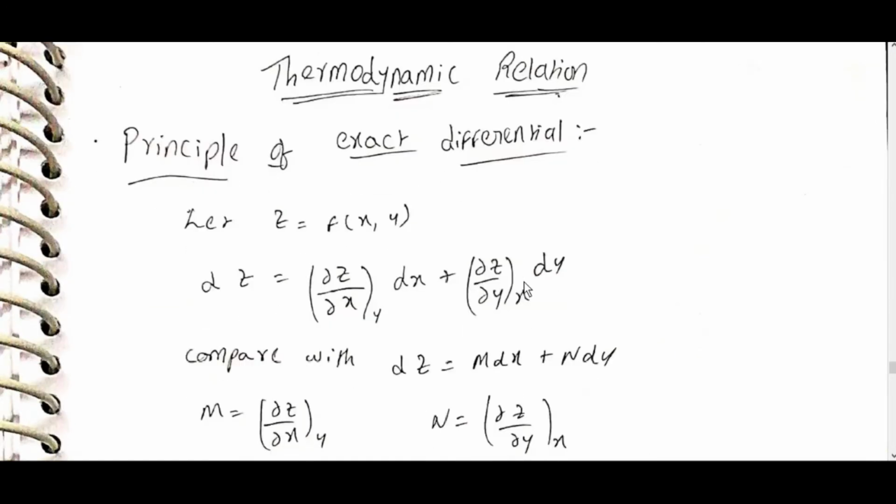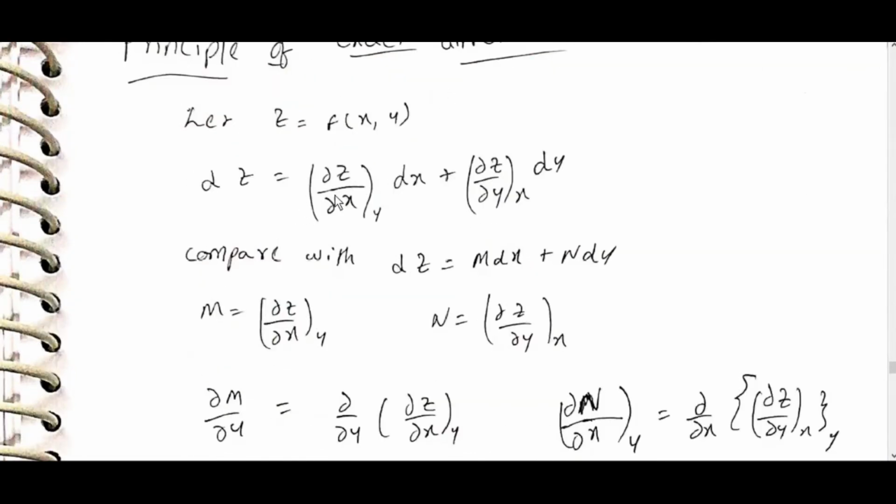Thermodynamic relations, principle of exact differential. Z is equal to f of x y. dz is equal to dou z by dou x at constant y into dx plus dou z by dou y at constant x into dy. Compare with dz is equal to M dx plus N dy. M is equal to dou z by dou x at constant y, N is equal to dou z by dou y at constant x.